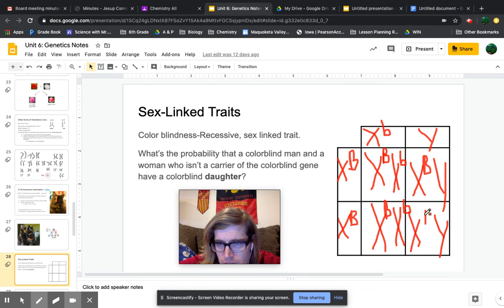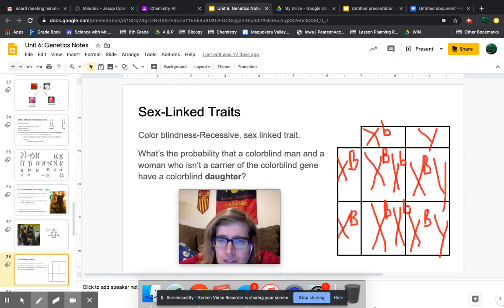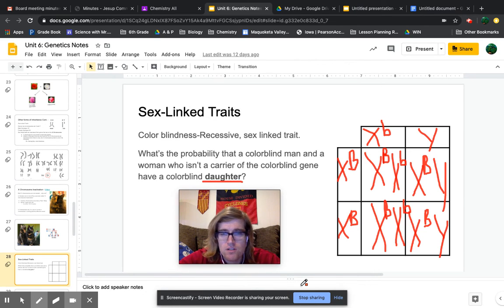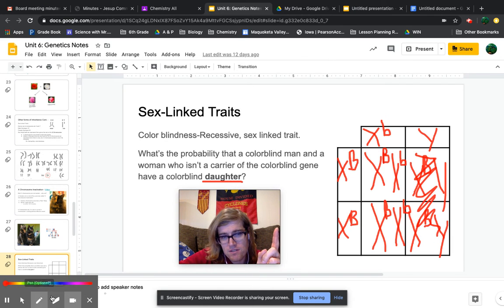X, big B. Okay, so what's the probability that on these problems, you got to read really carefully because we're going to ask about different sexes, different types of kids. We're going to have when they're born as a male, born as a female. All right, it says daughters. So that automatically eliminates half of this Punnett square. Why? Right, because those are born as sons. Okay, so therefore we don't even need to include them in our probability. So what's the probability that daughters are going to be colorblind? Goose egg, 0.